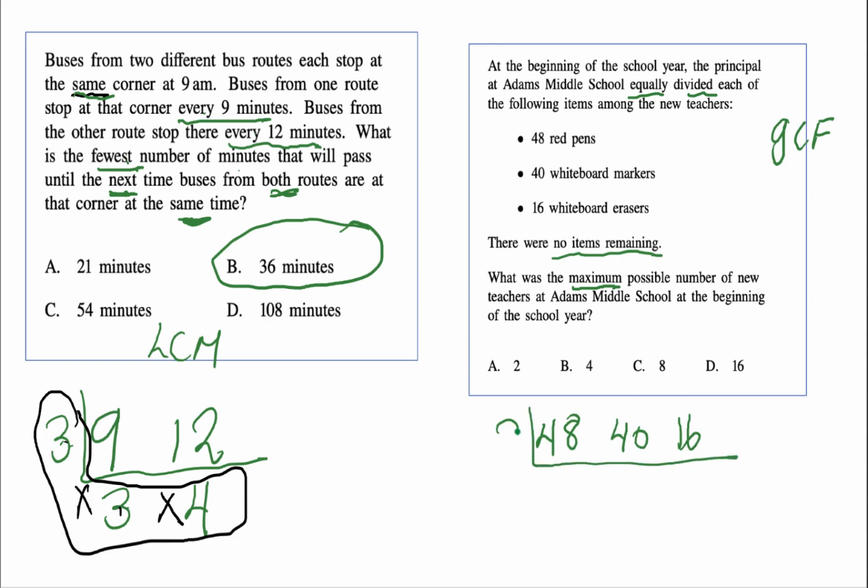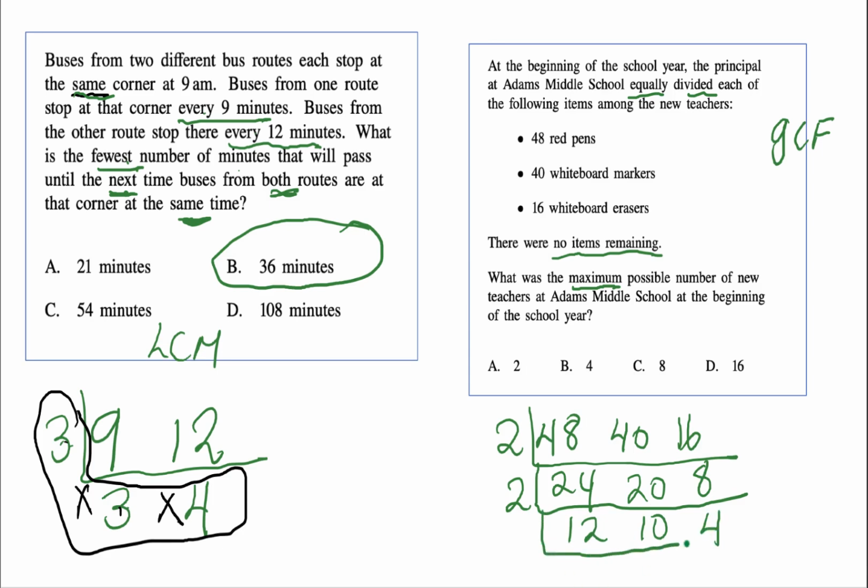All of these are even, so I'm going to divide by 2. Half of 48 is 24. Half of 40 is 20, and half of 16 is 8. They're still even, so we're going to divide by 2 again. Half of 24 is 12, half of 20 is 10, half of 8 is 4. They're still even, so we're going to divide by 2 again. Half of 12 is 6, half of 10 is 5, half of 4 is 2. Now I have 6, 5, and 2. The only number that can divide them evenly is 1, because remember, I'm finding the GCF.